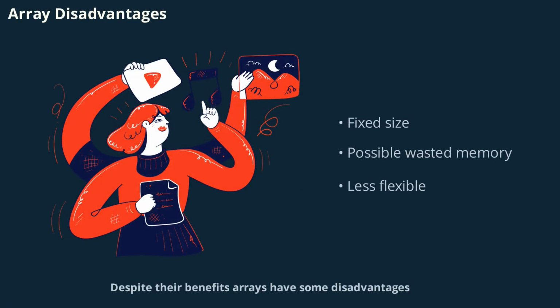Despite their benefits, arrays have some disadvantages. Their size is fixed at creation, so resizing requires creating a new array and copying data. This can lead to wasted memory if the array isn't fully used. Arrays are also less flexible than other data structures like linked lists, and all elements must be of the same type.